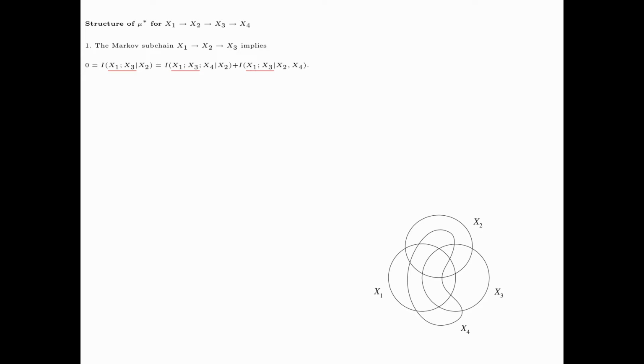Notice that in this identity, X1 and X3 are unconditioned in all the terms, and X2 is conditioned in all the terms. X4 is unconditioned in the first term on the right-hand side, which in set theoretic representation corresponds to taking the intersection with X4 tilde. And X4 is conditioned in the second term on the right-hand side, which in set theoretic representation corresponds to minus X4 tilde.